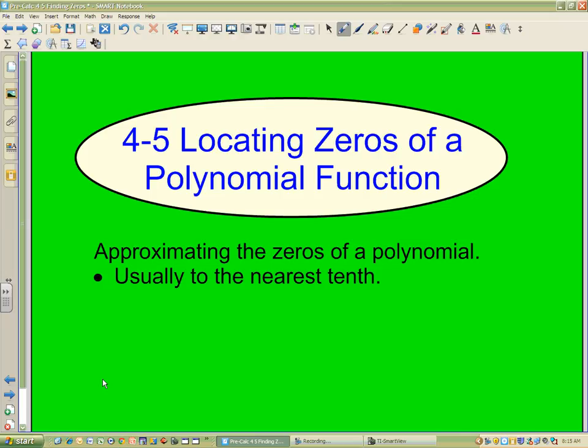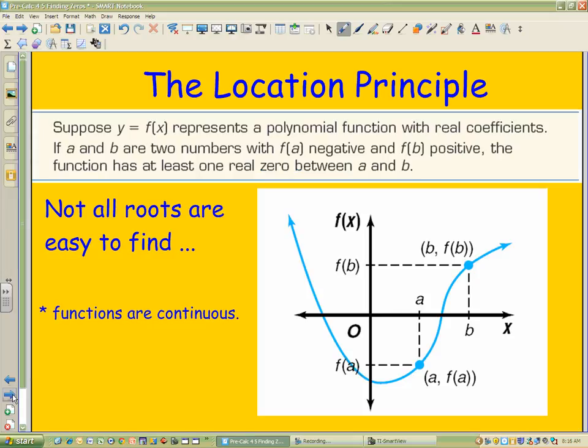It really is similar to what we were working on in section 4.4, where we were using the P over Q method to help us find the rational zeros of a polynomial. Rational being a ratio of two numbers. So there are other zeros of a polynomial that may not be able to be expressed as rational numbers, but are still real numbers. And there's a principle called the location principle, and I want to walk you through that so that you understand the concept behind how we're going to find these other zeros.